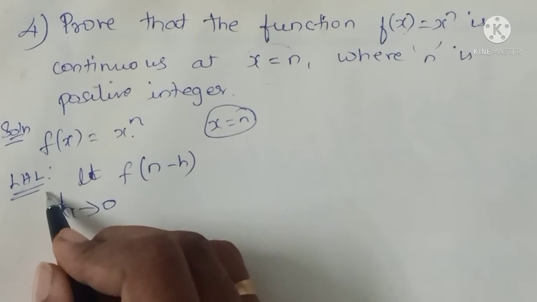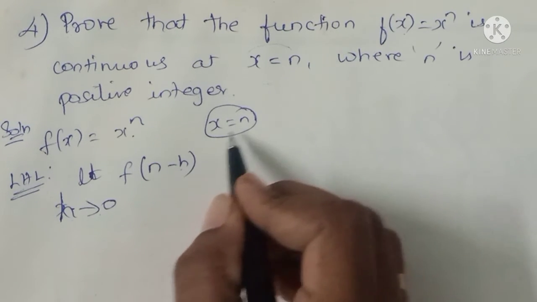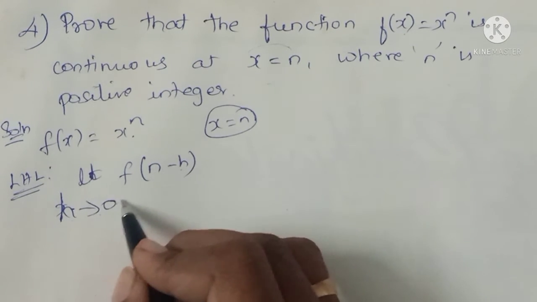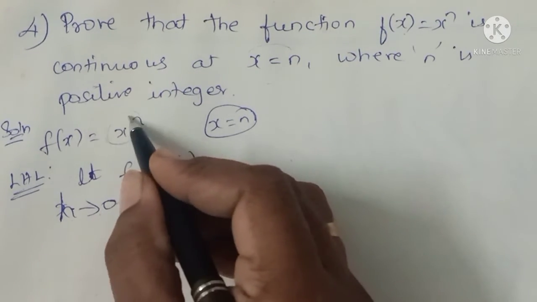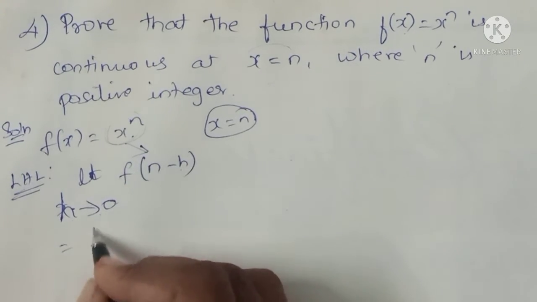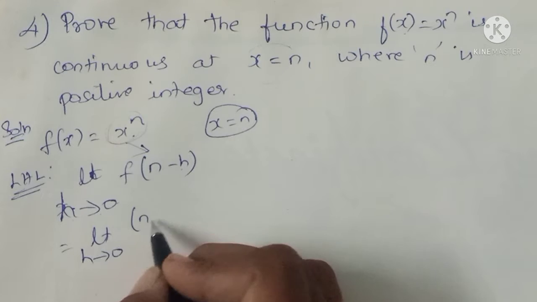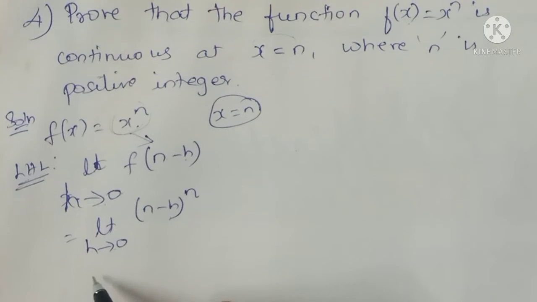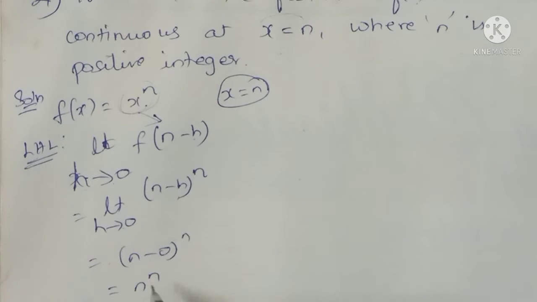So what is left hand limit? Limit h tends to 0, f of a minus h. In the place of a we have to substitute n minus h. So limit h tends to 0, f of n minus h. So what is f of x? F of x is nothing but x power n. Now we have to substitute in the place of x, n minus h. So this is equal to limit h tends to 0, n minus h the whole power n. So when I substitute h value to be as 0, what happens? So n minus 0 the whole power n is nothing but n power n. So this is left hand limit.